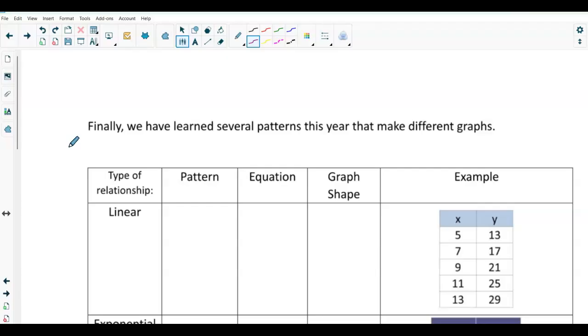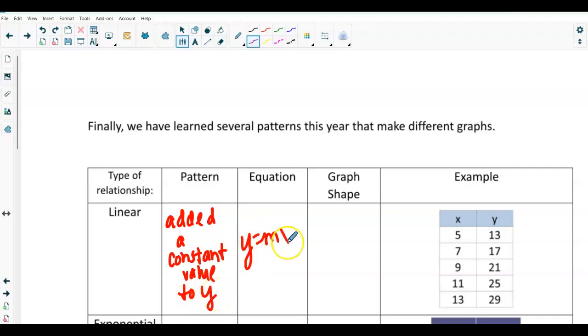We've learned several patterns this year that make different graphs. So in the linear relationship, you added a constant value to your y. So our equation was y equals mx plus b. And when we graphed it, it just looked like a line. So we can tell that this table over here is linear because when we go from this y to the next one, we add 4. We add 4. We add 4. We can see the consistent adding of 4, and that makes something linear.